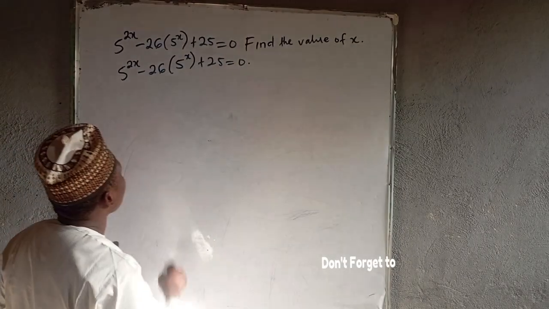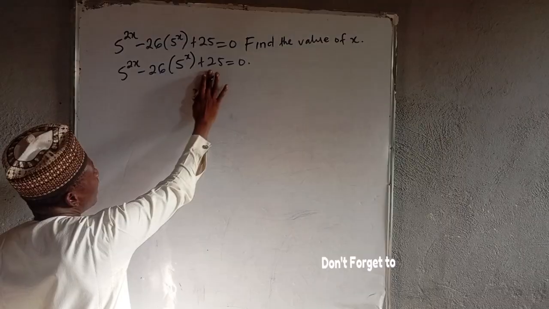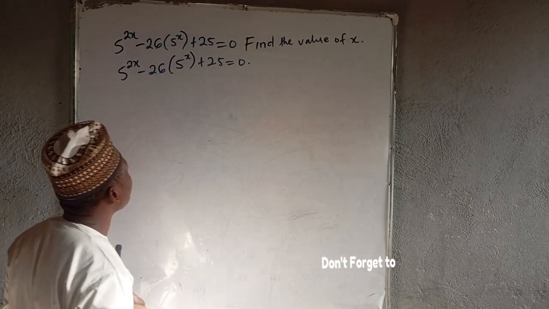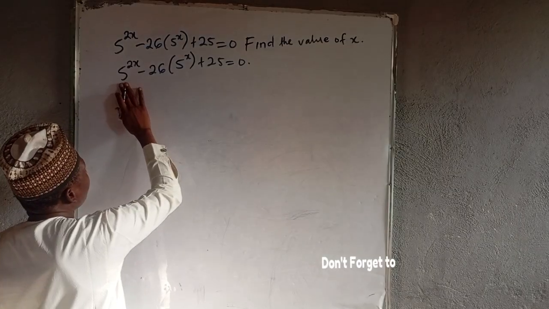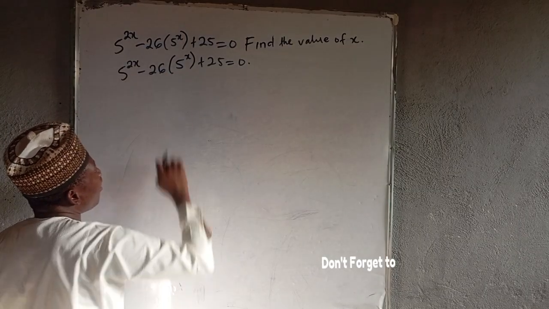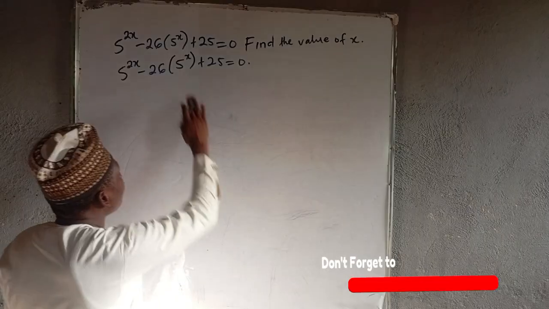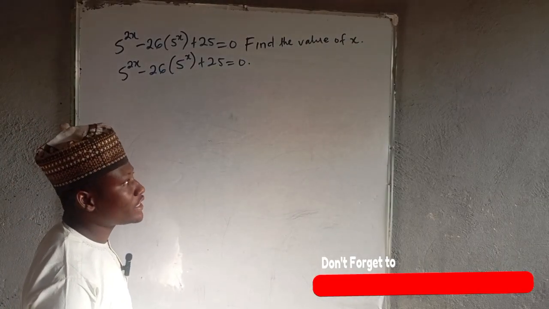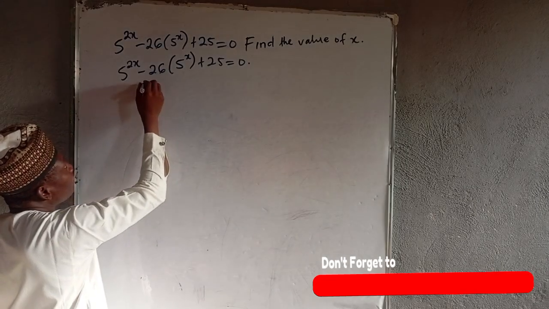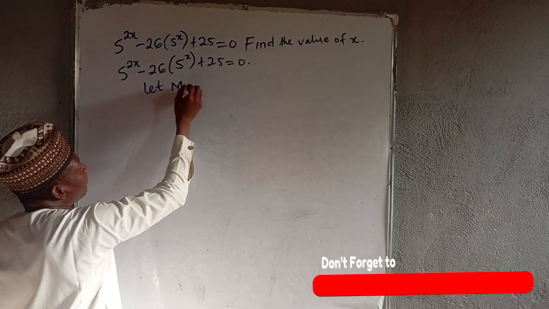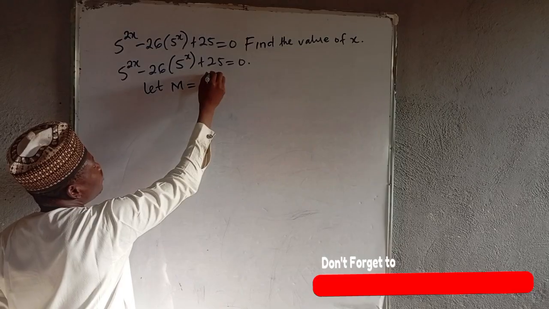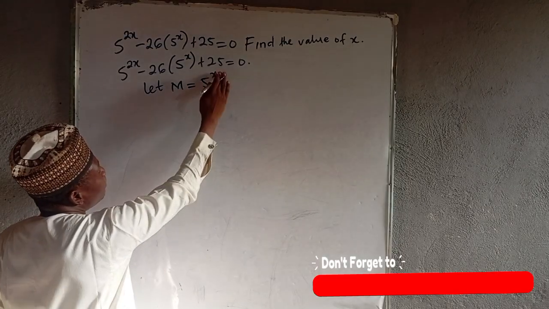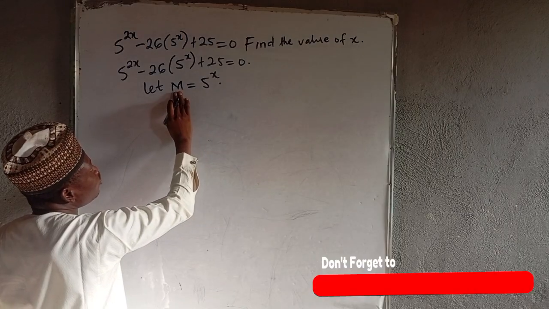In this case, I have minus 26 here and I have 25. But what I can relate in this equation is that I have 5 raised to the power of 2x and I have 5 raised to the power of x. Let me call 5 raised to the power of x, m. By saying let m equal 5 raised to the power of x, anywhere I see 5 raised to the power of x, I can easily substitute with m.